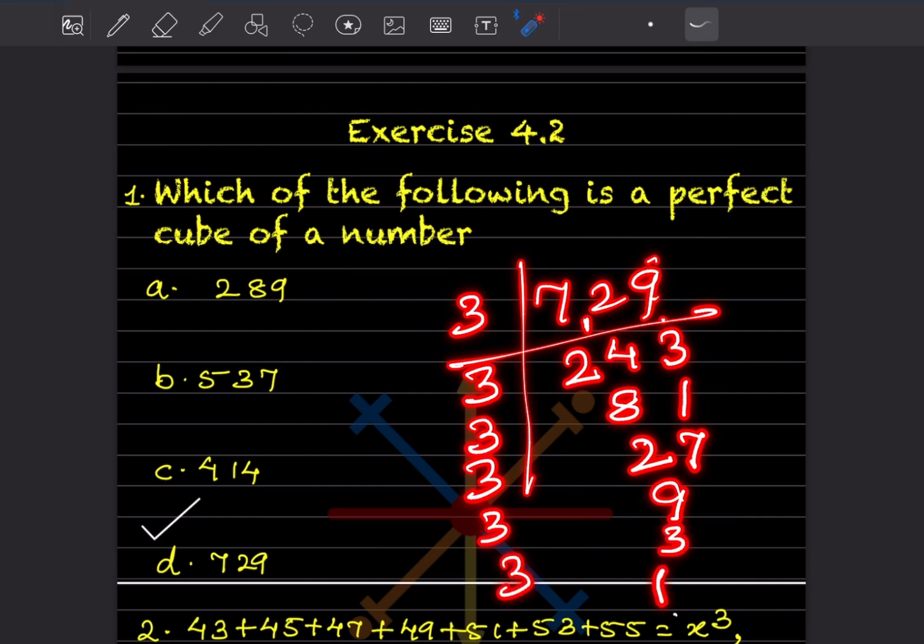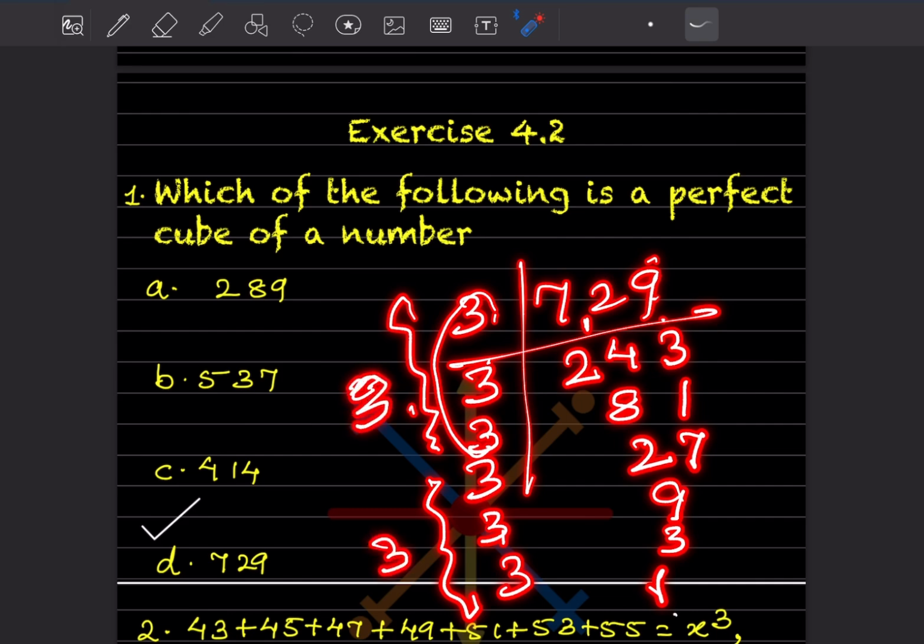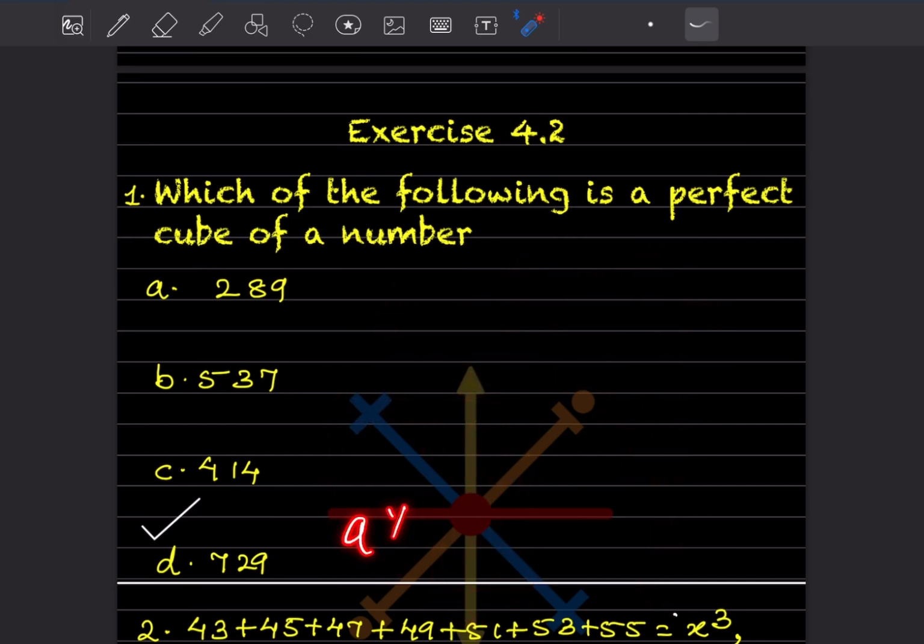Because it is a cube, we have to make groups of 3. You can see this is one group and this is the other group. So this is going to be just 3 here and 3 here. So this will be 3 into 3, that is 9. So 9 into 9 into 9 is 729. So that is a perfect cube. This is the right option.